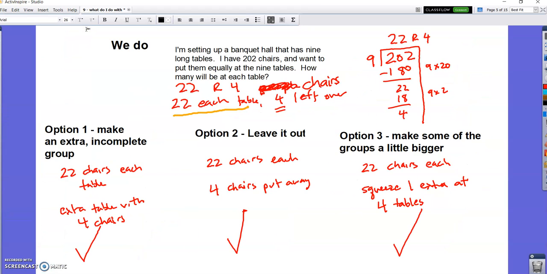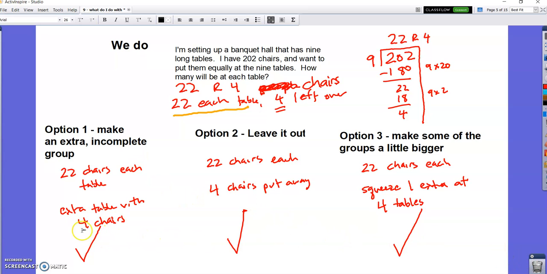So I'm setting up a banquet hall that has 9 long tables. I have 202 chairs, and I want to put them equally at the 9 tables. How many will be at each table? So yesterday we already did the math, 22 remainder 4. So every table gets 22, and there's 4 left over, and I have to decide what to do with the 4. Looks from my symbols here like every option was possible.